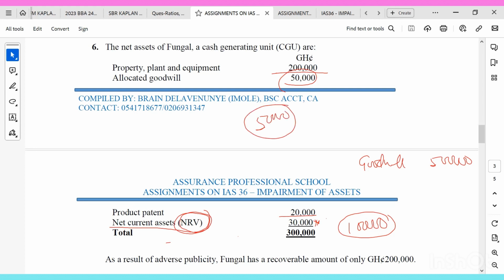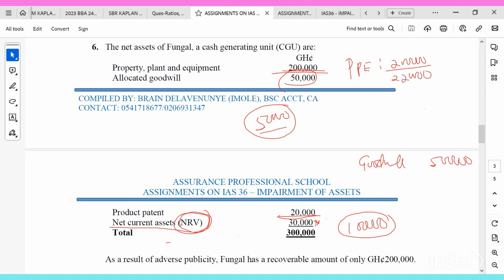Property, plant, and equipment is 200,000. Patent is what? 20,000. So we share the 50,000 in their proportion. So we share it in a proportion that this will take 200,000, this will take 20,000. So what we do is that the impairment for property, plant, and equipment will be calculated as the 200,000 divided by 220,000 because we are sharing it in that proportion.